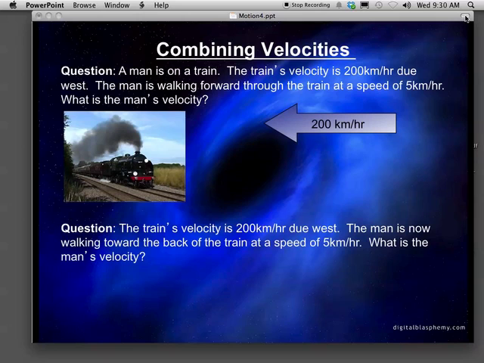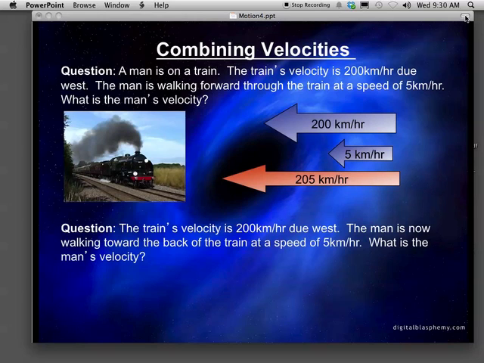Okay. The train is traveling 200 kilometers per hour due west. He is walking with the train 5 kilometers per hour. The combined velocity is 205. So in actuality, he is moving westward at 205 kilometers per hour. Although he can only go that speed as long as the train is. Yes, you have to combine the velocity of the train with his velocity.